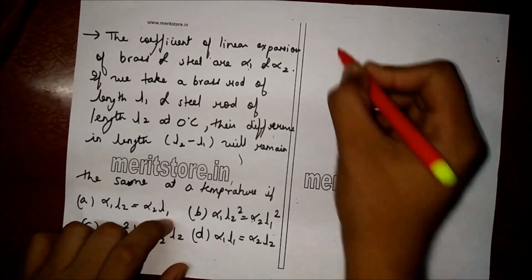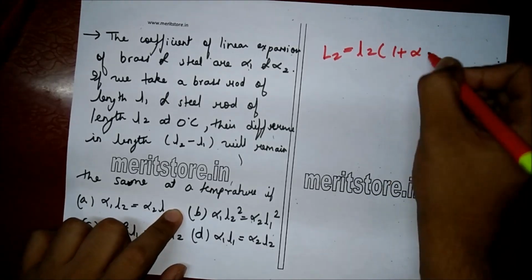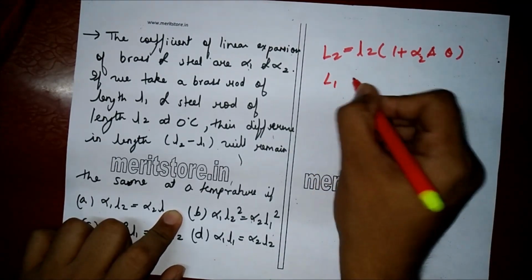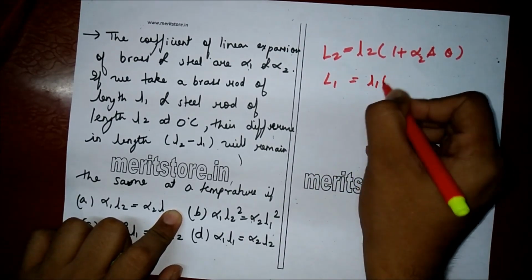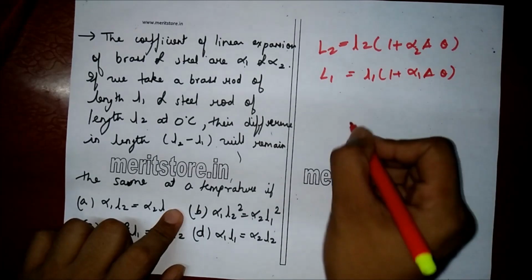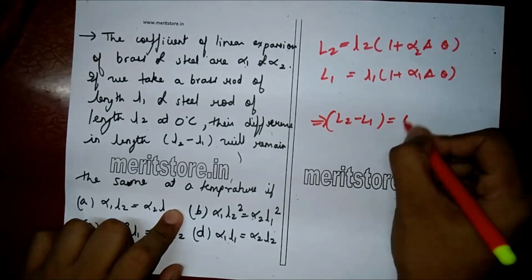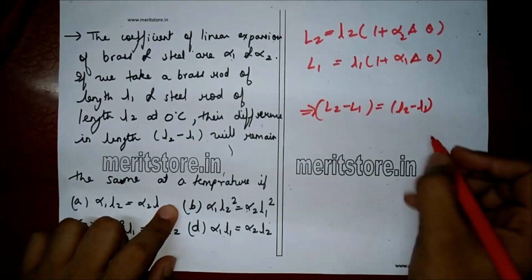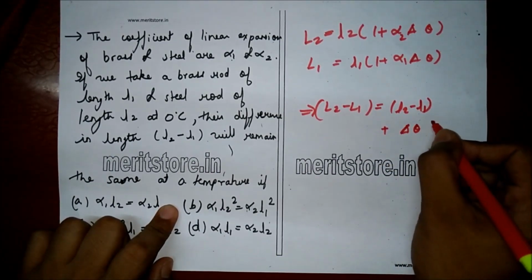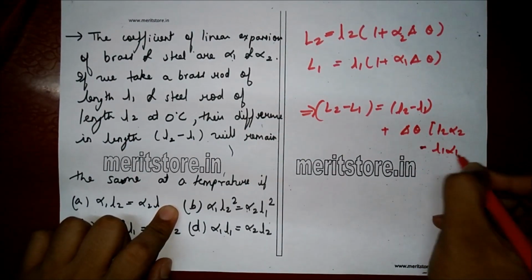Now, we know that capital L2 is given by the formula small l2 into 1 plus alpha 2 into delta theta, and capital L1 is given by the formula small l1 into 1 plus alpha 1 into delta theta. Therefore, the difference will be L2 minus L1, which is equal to small l2 minus small l1 plus delta theta, which will remain common, into (l2 alpha 2 minus l1 alpha 1).